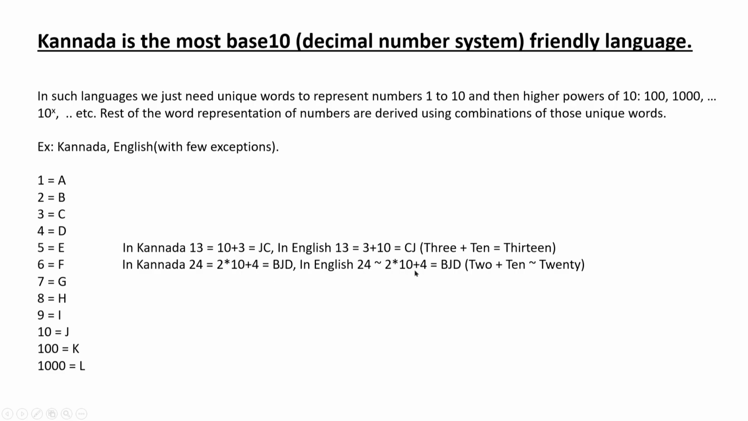This is how we write in the decimal number system, the base 10 place value system. And in English also, 24 gets written in the same form as in Kannada, BJD. In the previous case, 13, we see it's written as 3 plus 10. Now after the 20s, the English format changes to just what is written in Kannada, 2 into 10 plus 4.